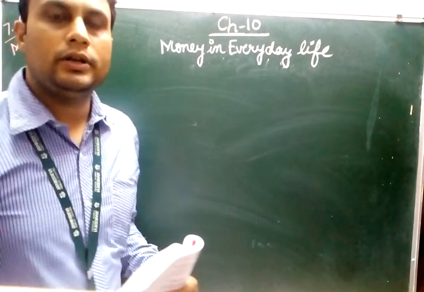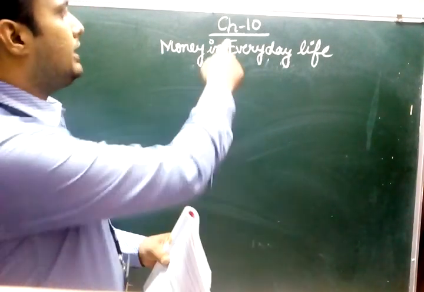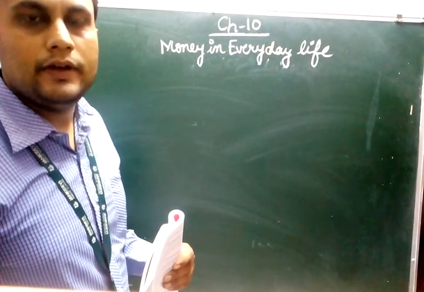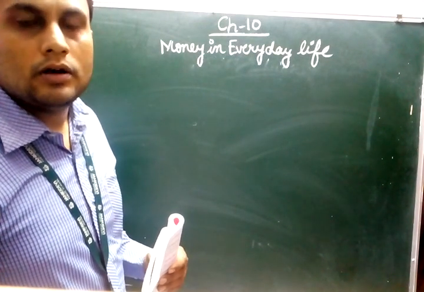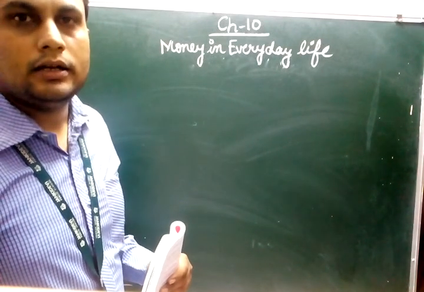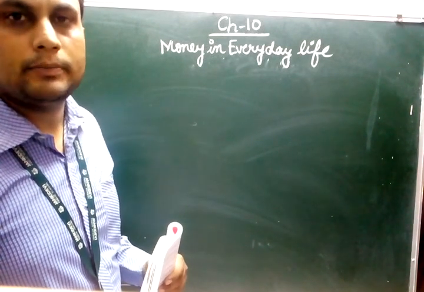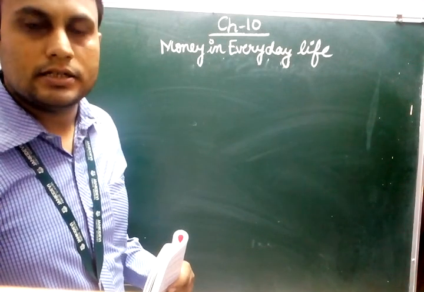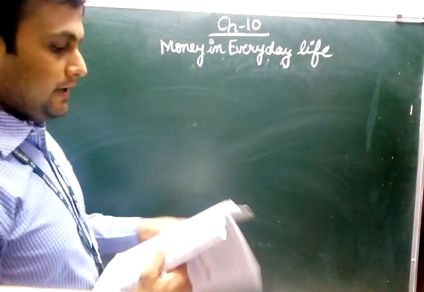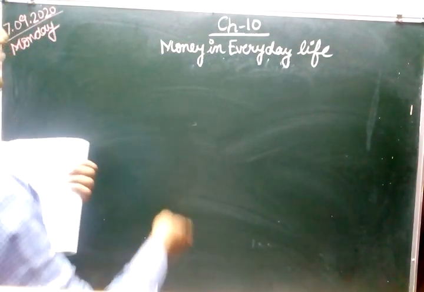Today we are going to continue our chapter 10, Money in Everyday Life. In the previous class, we discussed loss and profit. We discussed earlier the cost price, selling price, and the overhead charges. Now, in the previous class, we discussed the two formulas of profit.